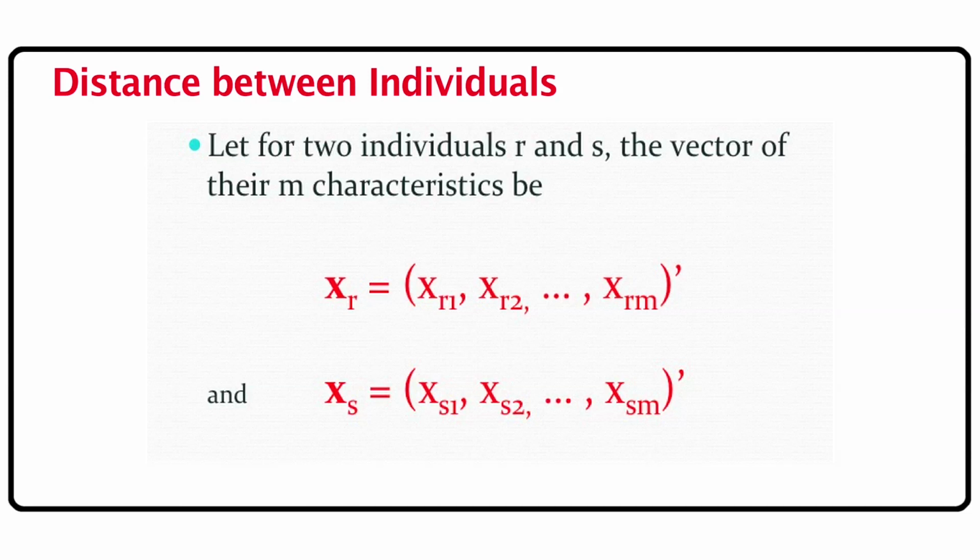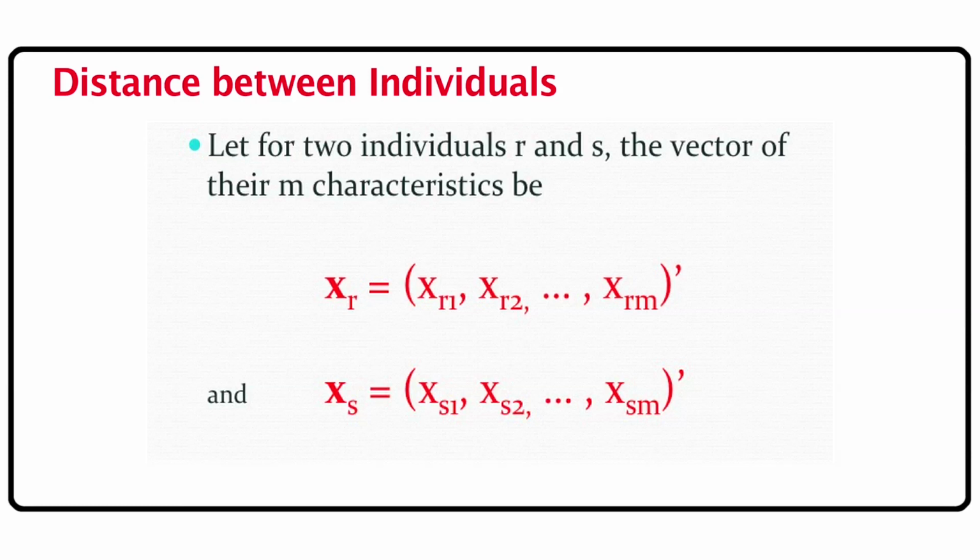Let, for two individuals, say R and S, we define the vector of their M characteristics by XR, which is XR1, XR2, ..., XRM, that is the M characteristics of this rth individual, and XS, which is XS1, XS2, ..., XSM, which are the M characteristics of the second individual. So, how do you define the distance between this rth and the sth individual?